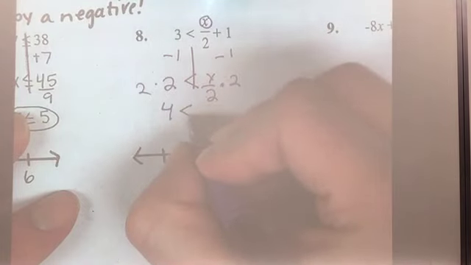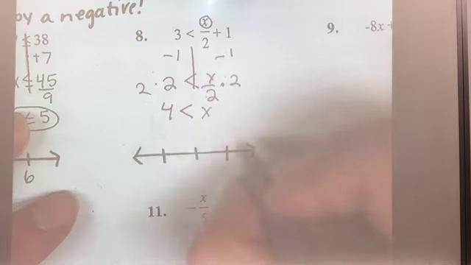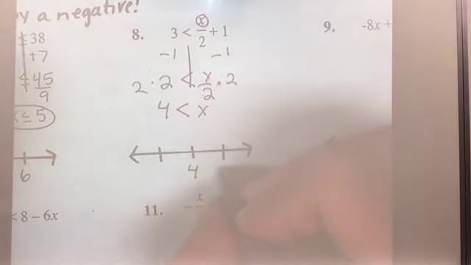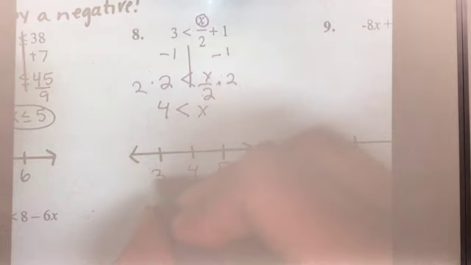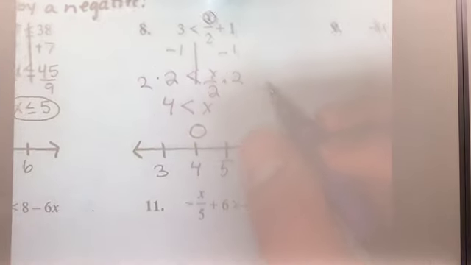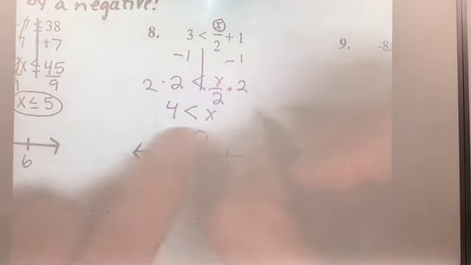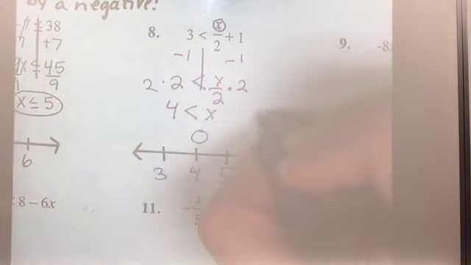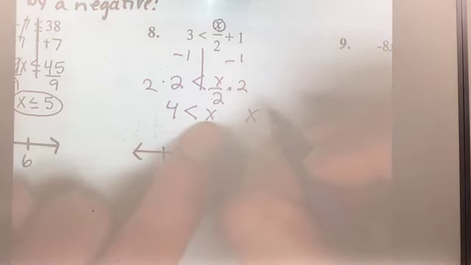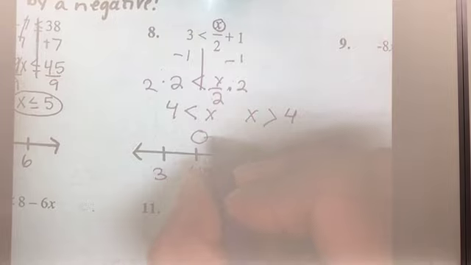4 is less than x. So 4 goes in the middle, 5 goes above it, 3 goes below it. Put your circle. It's not or equal to, so it's going to be open. And I want to rewrite this so the variable is on the left-hand side. X, notice it's open towards the x, I'm going to open it up towards the x, is greater than 4.